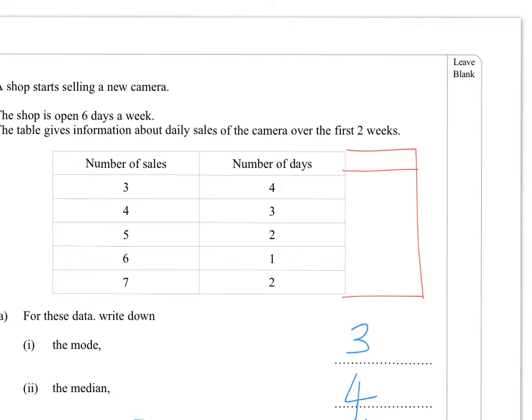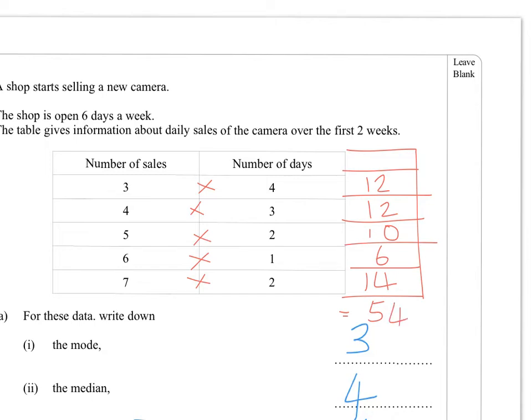So number of cameras sold in total is 3 times 4, which is 12. 4 times 3, which is 12. 5 times 2, which is 10. 6 times 1, which is 6. 7 times 2, which is 14. If I add all those up, I get 54. Okay, so 54 sales in the first 2 weeks.